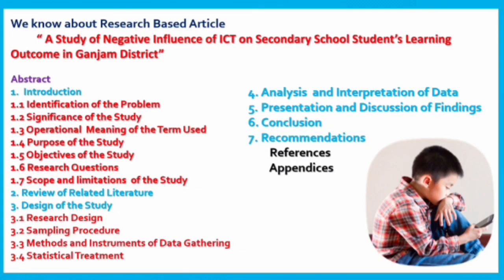Title of the research-based article is A Study of Negative Influence of ICT on Secondary School Students' Learning Outcome in Ganjam district. At first, we should know how to write an abstract in a research-based article. Abstract is an overview of any research article.